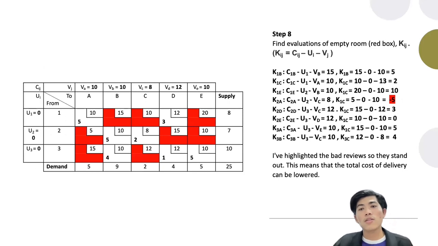Next, step 8 is to find the evaluation of empty spaces in the red box. It's the same. After the calculation, I have highlighted the negative evaluation so it stands out. This means that the total cost of delivery can be lowered. The negative evaluation is -5.